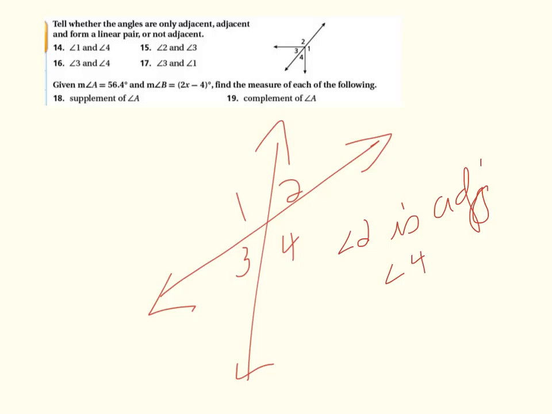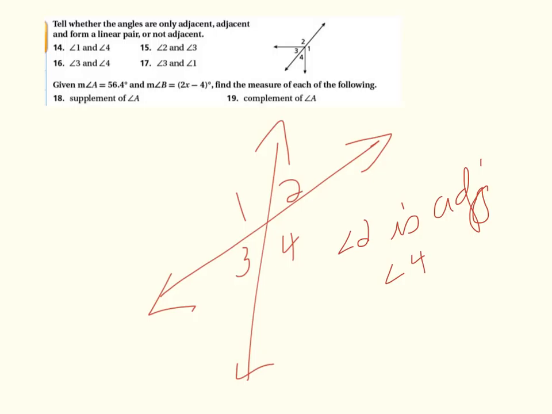Now, if you have adjacent angles, they are not necessarily always linear pairs. They are only linear pairs when they add up to 180 degrees. So this forms a line, and 1 and 2 added together equal 180. So they would be linear pairs. 2 and 4 form a line right here, so they would be linear pairs, etc.